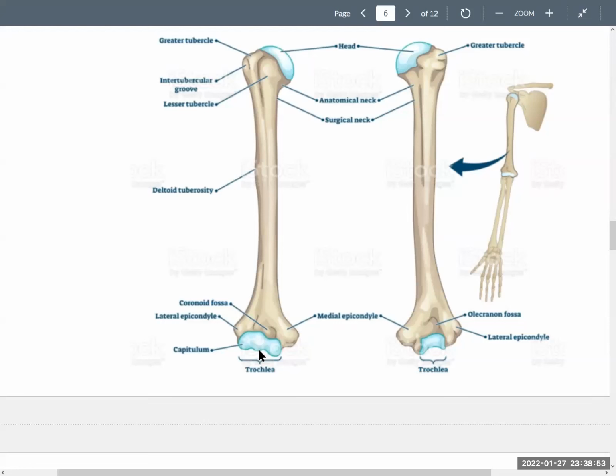The ulna, the other bone of the forearm, when you flex it, bring it up, bend it up, tighten it up, it rotates over here. A piece of it goes into this cavity called the coronoid fossa. When you move the radius up, it goes into the radial fossa, not shown here.